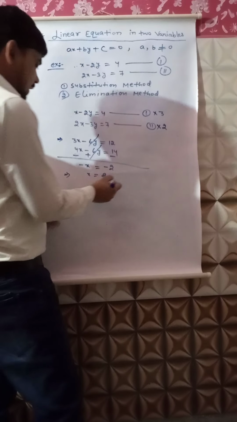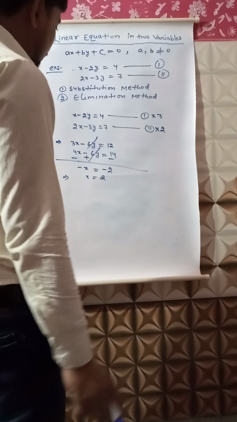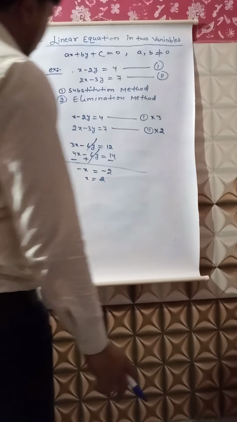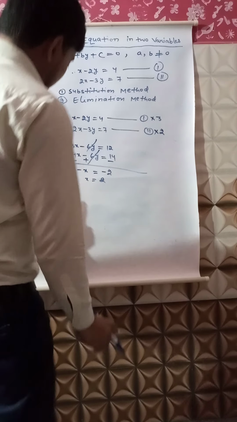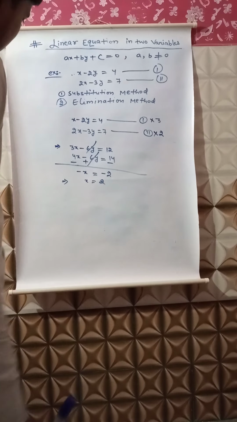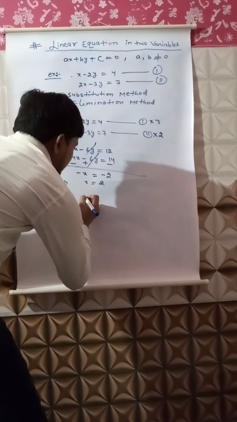So here x is 2. Now we are going to put this x value in any of the equations so that we can calculate our y value. So we are going to put this value in equation 1. Our equation 1 is x minus 2y. In place of x we are going to put 2. Minus 2y is equal to 4.